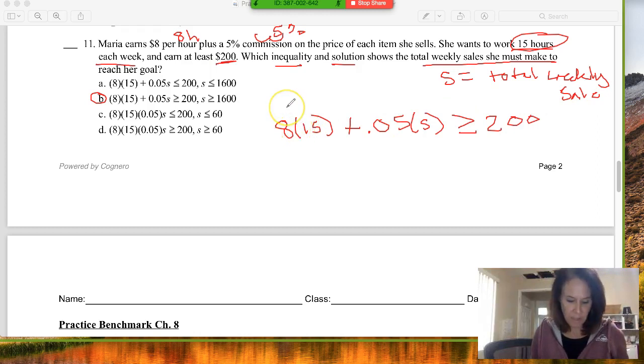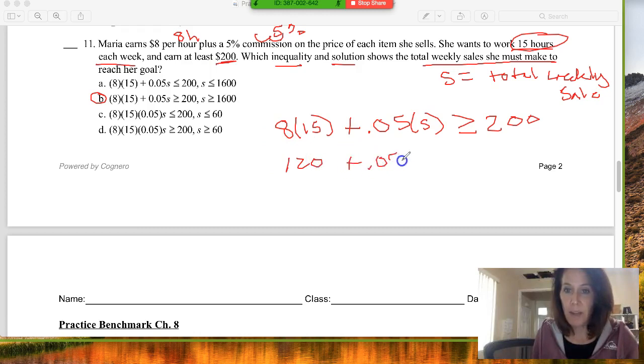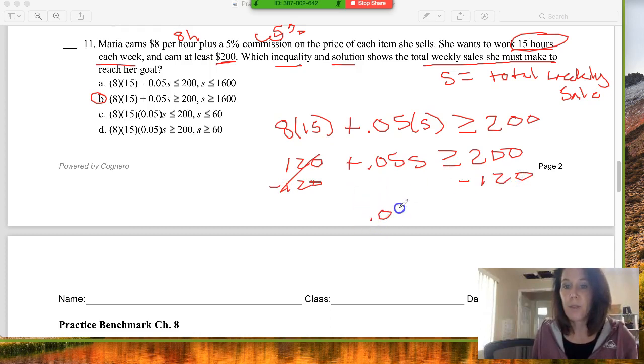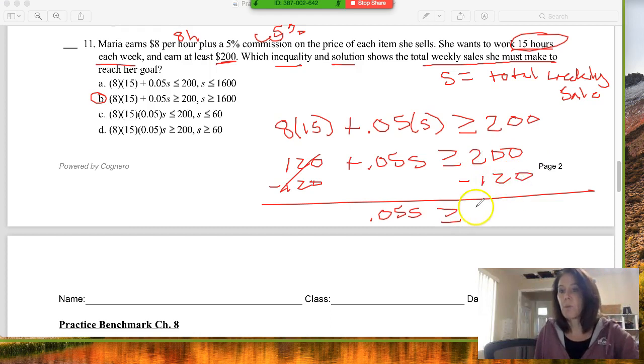So if I do 8 times 15, I get 120 plus 0.05 times S. That needs to be greater than or equal to 200. Well, I'm going to subtract off my hourly wages that I get, which is 120. And I'm going to get 0.05 S is greater than or equal to 200 minus 120, which is going to be 80.